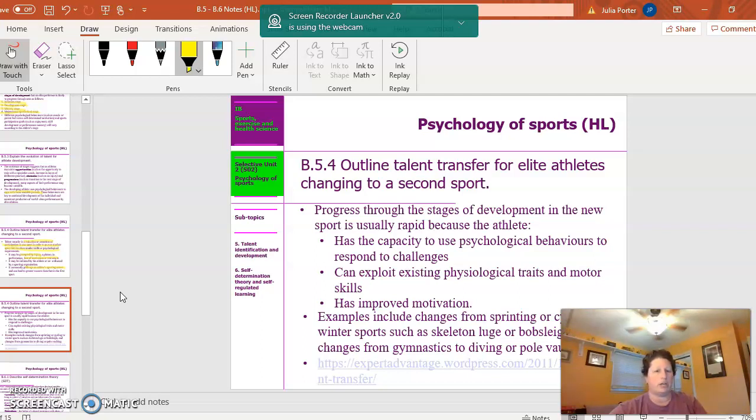So when we change sports, sometimes we'll go through the 4 stages that we looked at before: initiation, development, mastery, and maintenance. We typically go through those pretty quickly as we change sports. And that's because we have the capacity to use our psychological behaviors to respond, and we have improved motivation. So we're going to want to do the new activity because it's new, it's fun, it's not boring, it doesn't hurt our bodies. So those would be reasons why we would have talent transfer.